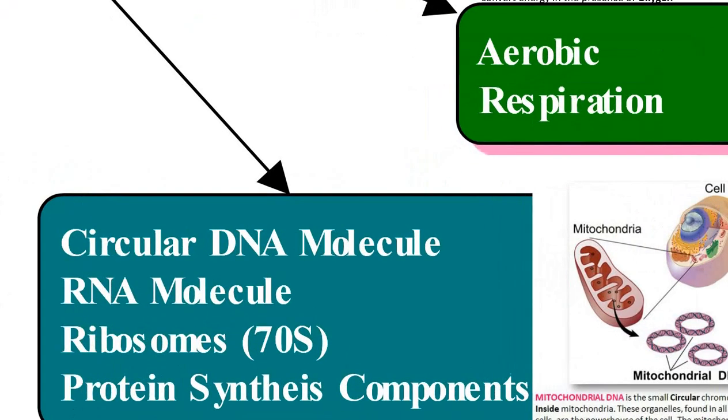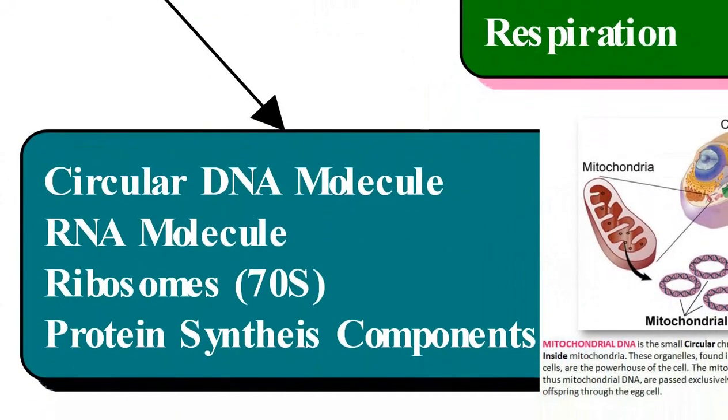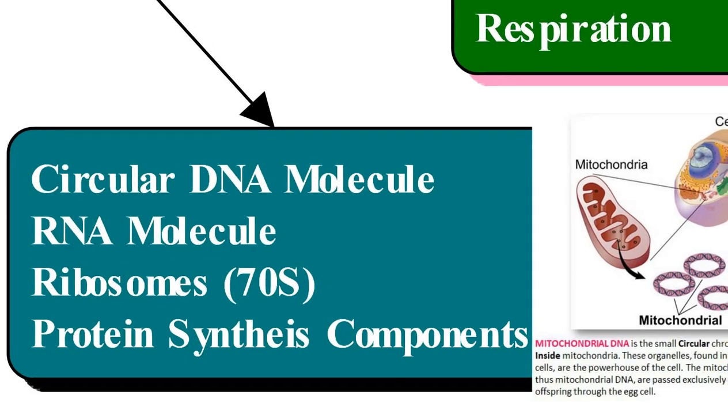Then coming to the other significant parameters related to the mitochondria, usually these mitochondria possess circular DNA molecules as well as RNA molecules. They also have their own ribosomes, usually 70S ribosomes. And additionally, it contains all the components which are necessary for protein synthesis.